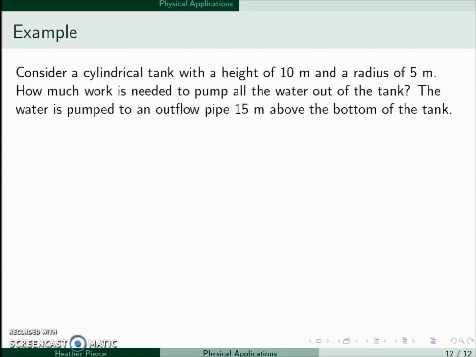So let's consider a cylindrical tank with a height of 10 meters and a radius of 5. We want to know how much work is needed to pump all the water out of the tank. And the water is pumped to an outflow pipe 15 meters above the bottom of the tank. So this is a cylindrical tank. And we'll say that the bottom of this corresponds to y equal to 0. Since it has a height of 10, the top will be equal to y of 10.